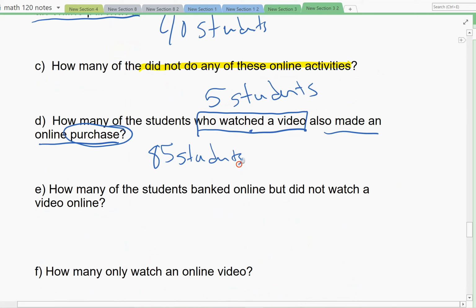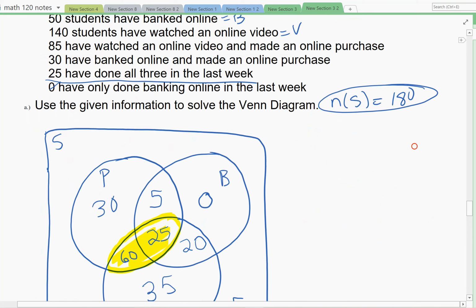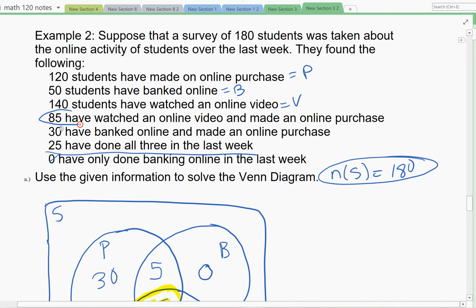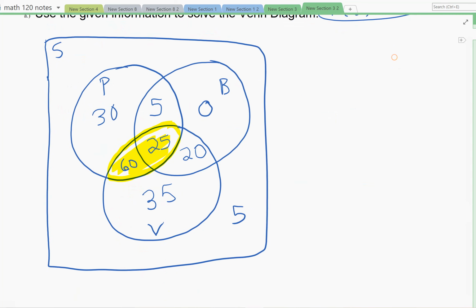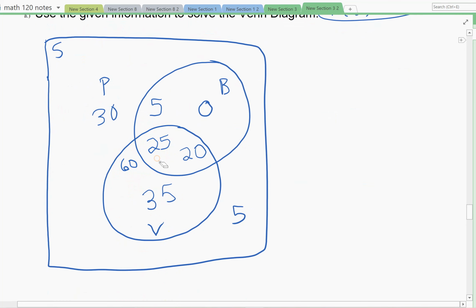85 students. Right? Because what we're looking for is we want to know the number who watched a video and the number who made an online purchase. And actually we were given that in the problem. If you go looking at that, that's those who watched an online video and made an online purchase. It was just asked in a slightly different way.